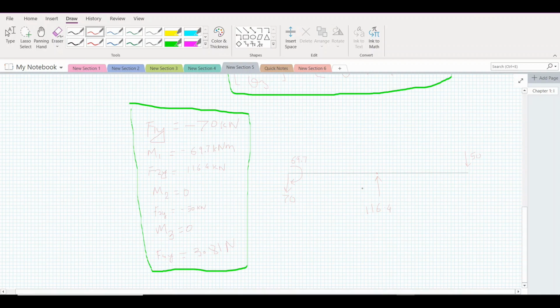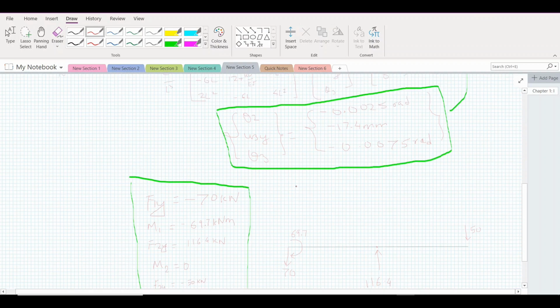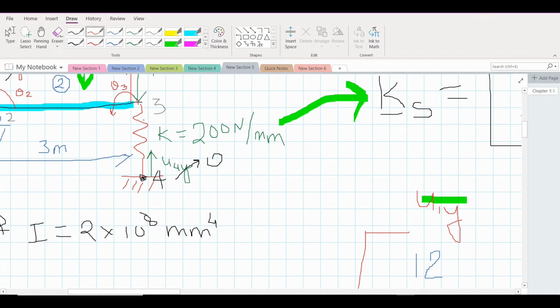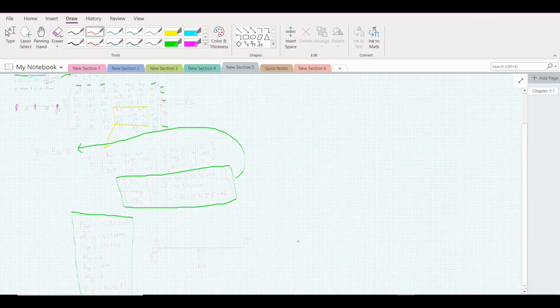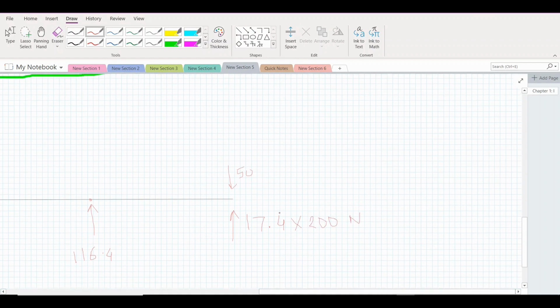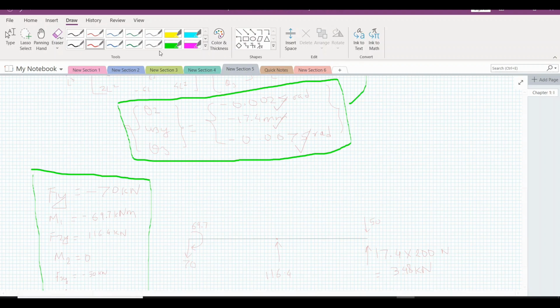Now to find the force due to the spring, we have our displacement here as, say, minus 17.4 millimeter, which is occurring at this point here. So because of this, we have to multiply our 17.4 into 200. This will give us a force of 3.48 kilonewtons. Now all these values are negative.